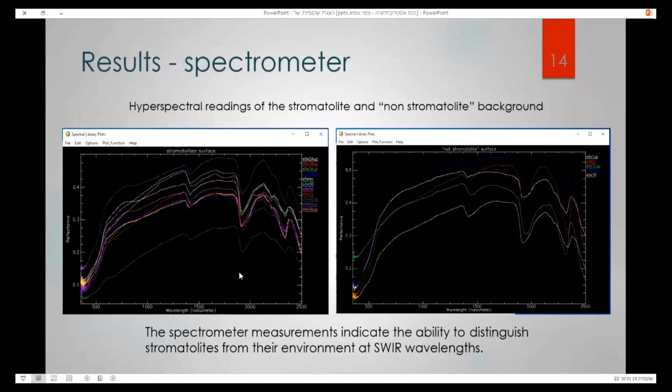Here we can see initial results from the spectrometer readings. On the left, stromatolites, on the right, the background. These measurements indicate the ability to distinguish stromatolites from their environment at SWIR wavelengths, which is here.